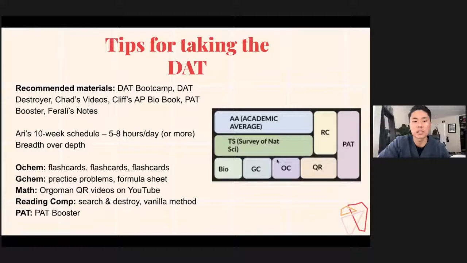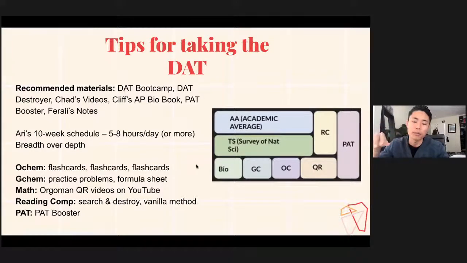And purchasing DAT Bootcamp, or I think even for free, they have a 10-week study schedule that I followed religiously at first. I soon began to realize I couldn't handle how much content you had to complete each day. So I created my own schedule and studied for about 3-ish months, not 10 weeks. And so some tips that I have for each section.